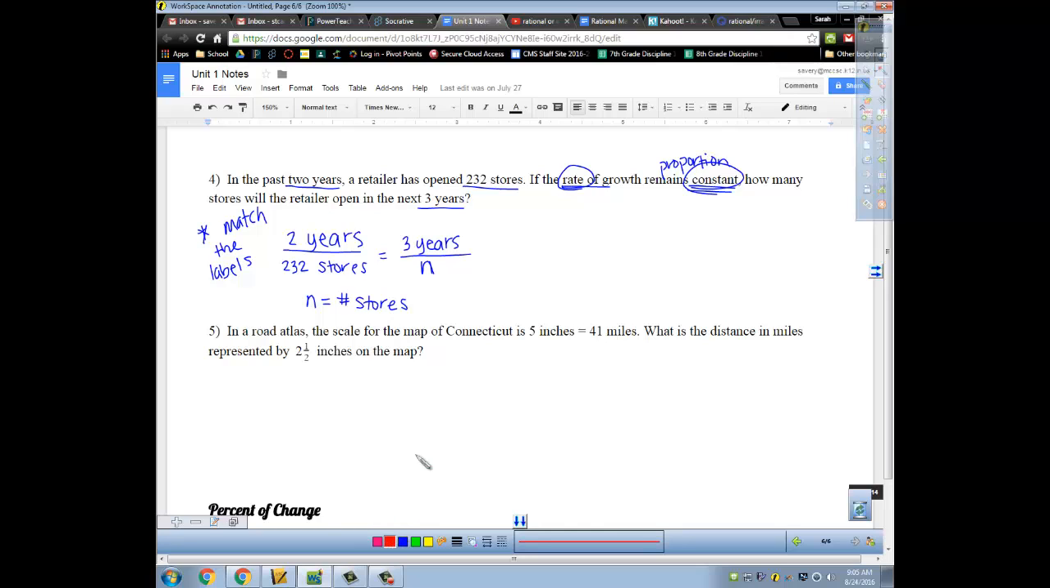And then once I have the proportion set up, I can solve it. So 2 times N is 2N. And then I have 3 times 232. So we get 2N equals 3 times 232 is 696. Divide both sides by 2 to get N equals 348. Now since this was a story problem, I need to look back. If N equals 348, N stood for number of stores, so it's 348 stores.